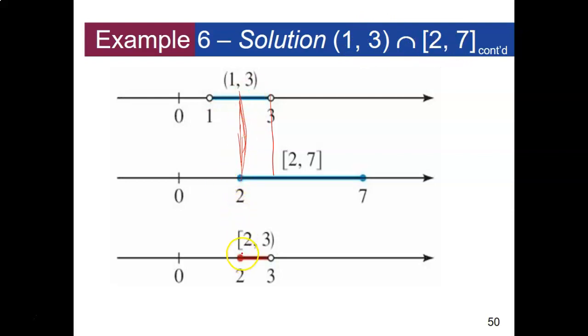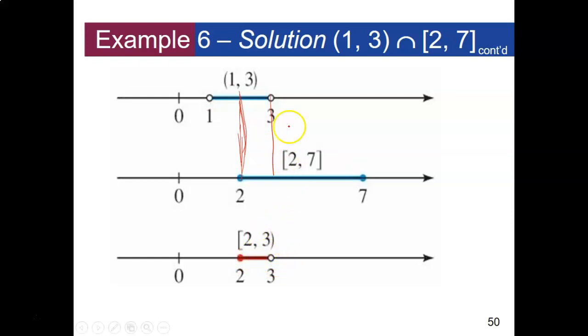If we take the number 2 and look at it, 2 is included up here because it's part of this solid line. It's also included here because it's a solid dot, so we would include it as part of our final answer. If we look at 3, 3 is not included here, but it is included here. But to be in the intersection, it would need to be in both. So this would be an open circle for 3, and we would shade in between.